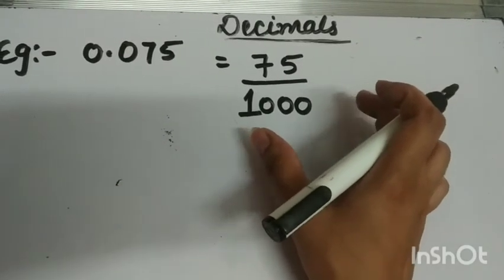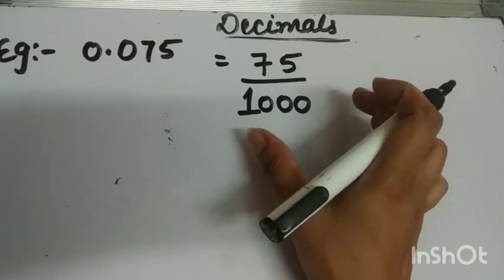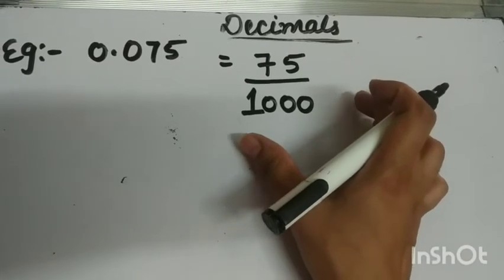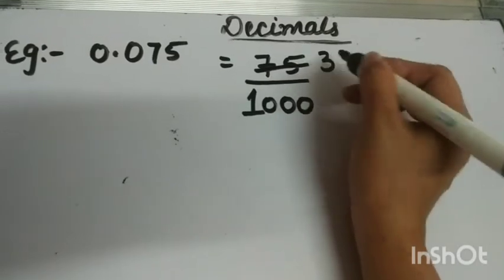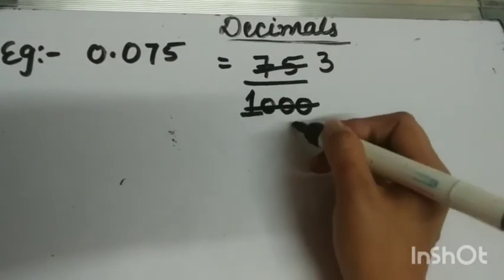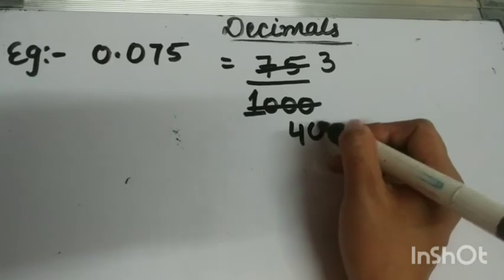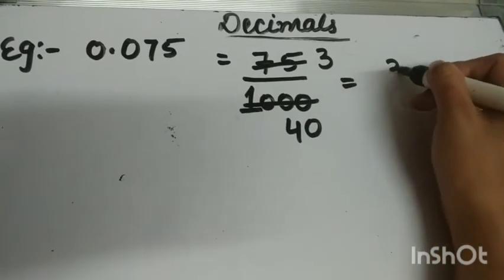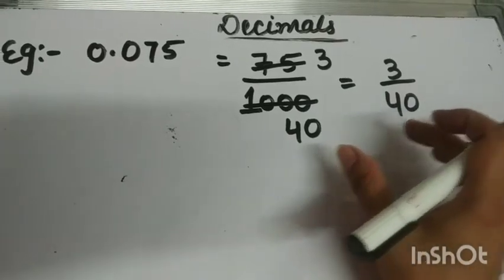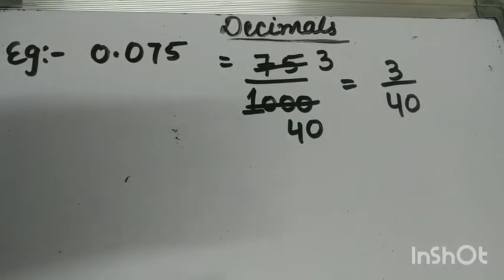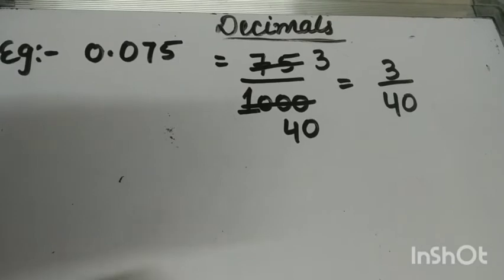This is the fractional form, and now we have to convert it into simplest form in the lowest terms. So 25 threes are 75 and 25 40s are 1000, so it will be 3 upon 40. This is the simplest form of 75 upon 1000. Let's take one more example.